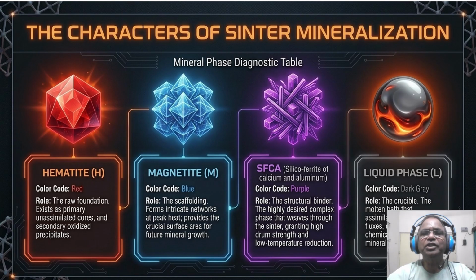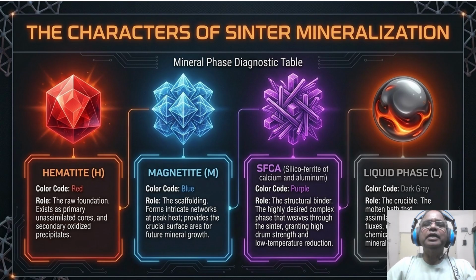Coming to the character of sinter mineralization. The mineralization process involves four primary characters. Hematite serves as a raw foundation, magnetite acts as a structural scaffolding at peak heat, and SFCA, silico-ferrite of calcium and aluminium, functions as the critical structural binder. These phases interact within the liquid phase crucible that constantly evolves in chemical composition.